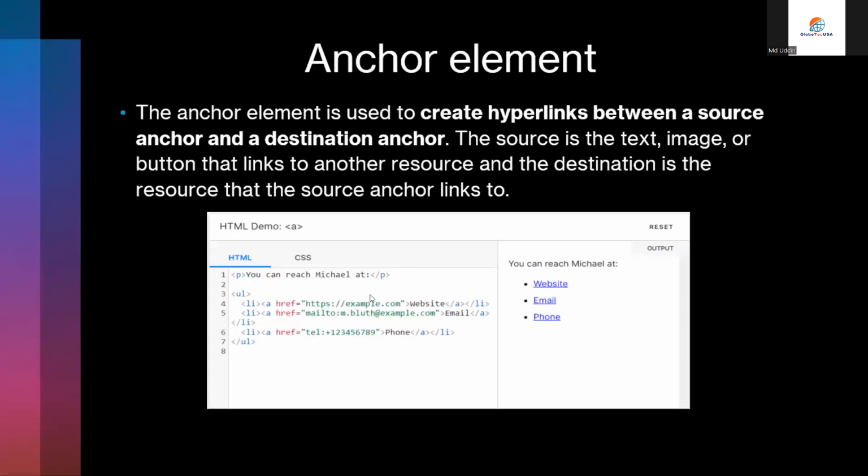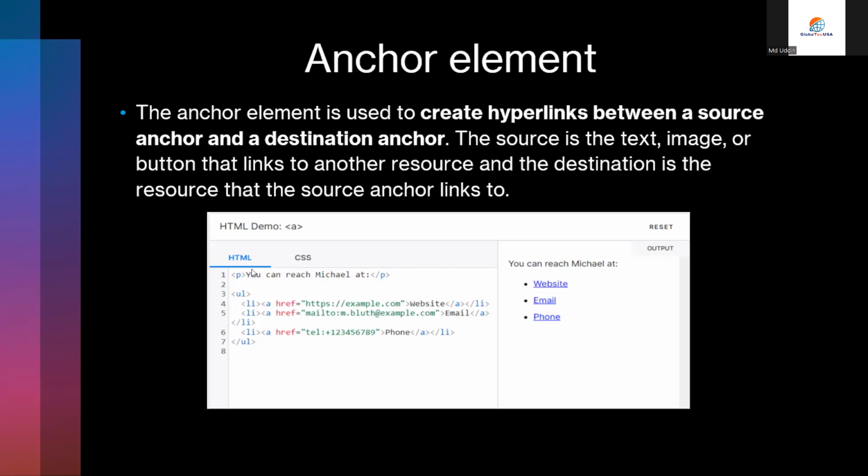So here you can see that list, right? The anchor. So the anchor element is used to create a hyperlink between a source anchor and a destination anchor. The source is the text, image, or button that links to another resource. And the destination is the resource that the source anchor links to. So the anchor element is actually creating a hyperlink between two sources. It can be a text, it can be an image, or a button.